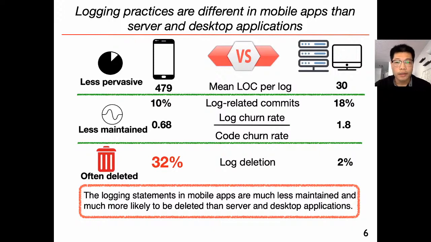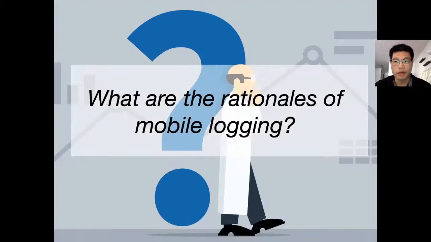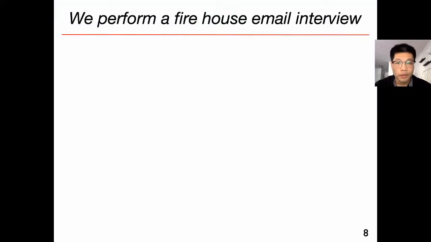So why does such a large difference in logging characteristics exist between mobile apps and server applications? We would like to study the rationales of mobile logging to understand such a difference. We conducted a firehouse email interview with the developers who recently added logging statements into the source code.